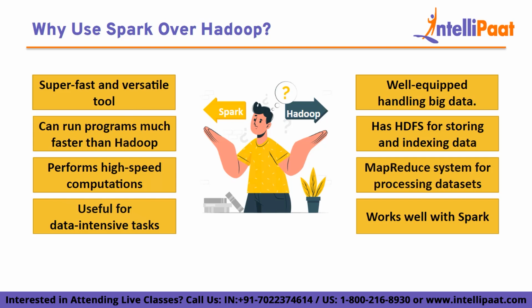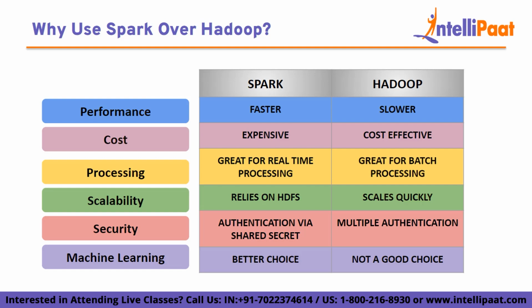But then Hadoop and Spark both are important tools for handling big data, but they serve different purposes and can complement each other. So here are some of the key differences between Hadoop and Spark. First one, performance. Spark is much faster than Hadoop because it keeps the data in memory instead of reading and writing to disk. This allows Spark to process data up to 100 times faster than Hadoop for smaller tasks.